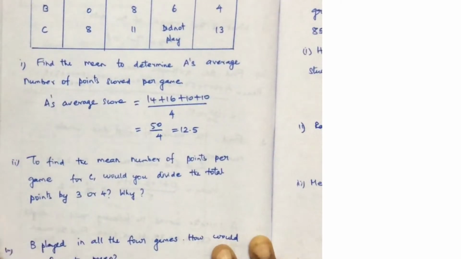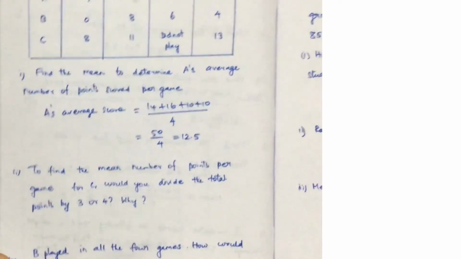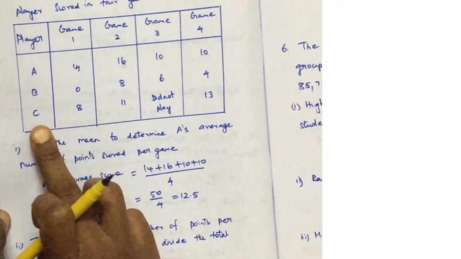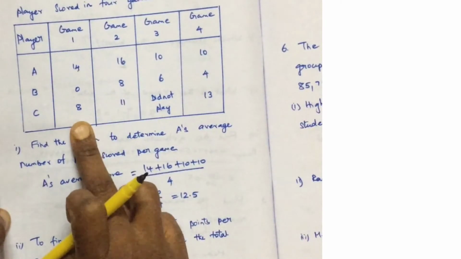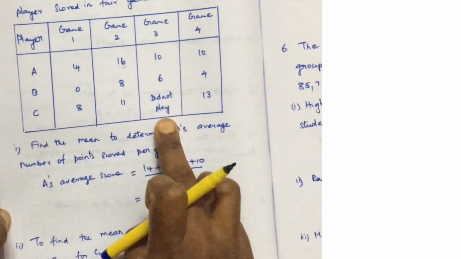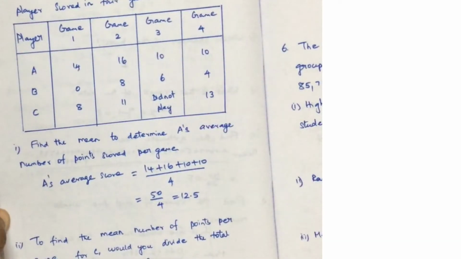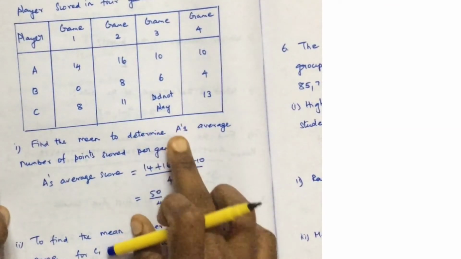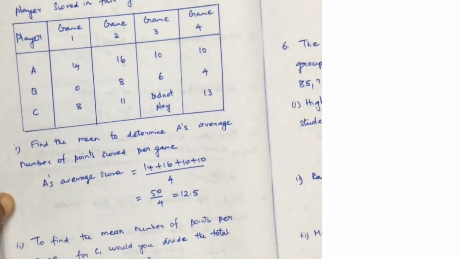To find the mean number of points per game for C, would you divide the total number of points by 3 or 4? Why? So they have asked for C. Why means because here the game 3, the player C did not play the game 3. Okay, so in first game he scored 8, second he scored 11, the third game he didn't play, and the fourth he scored 13. So to find the mean, whether you will divide the total points by 3 or 4, since he did not play the game, thus number of entries is 1, 2 and 3. We have to divide by 3 only.